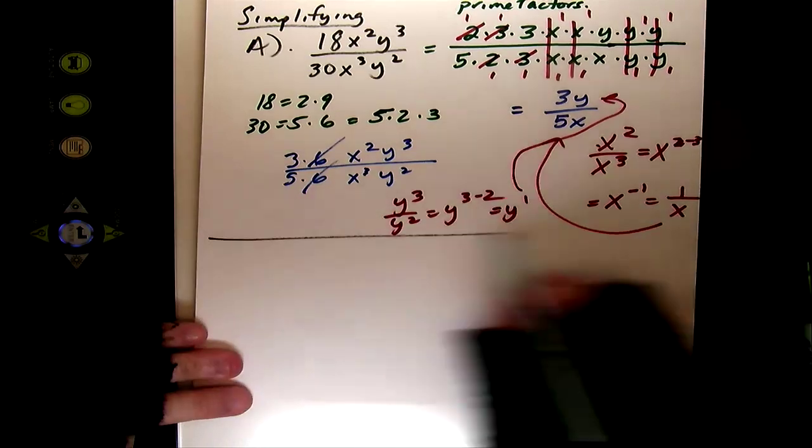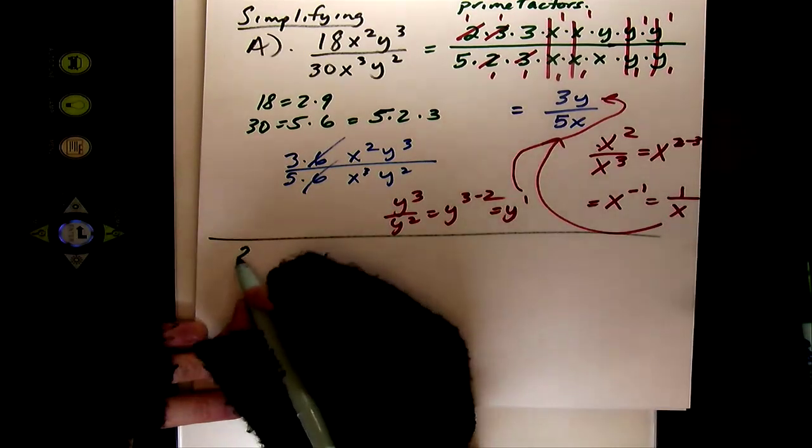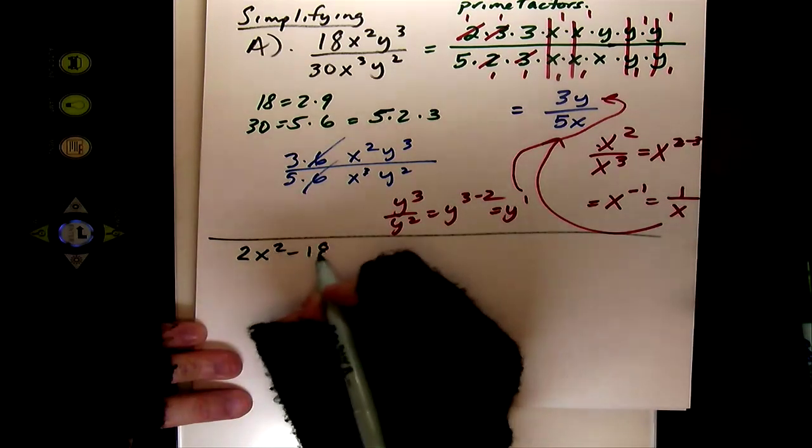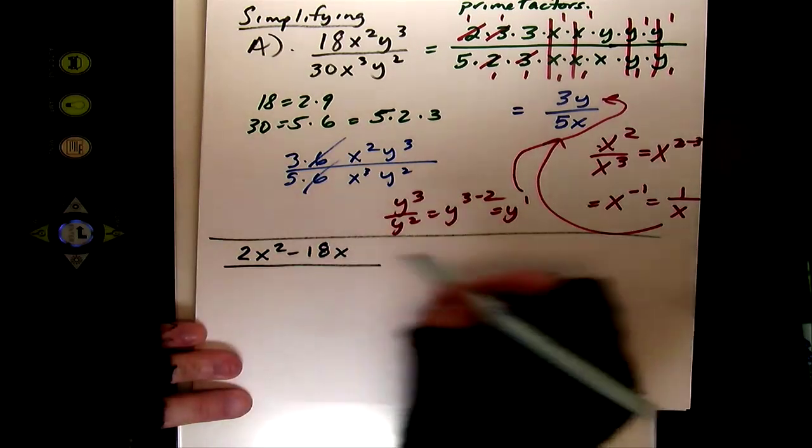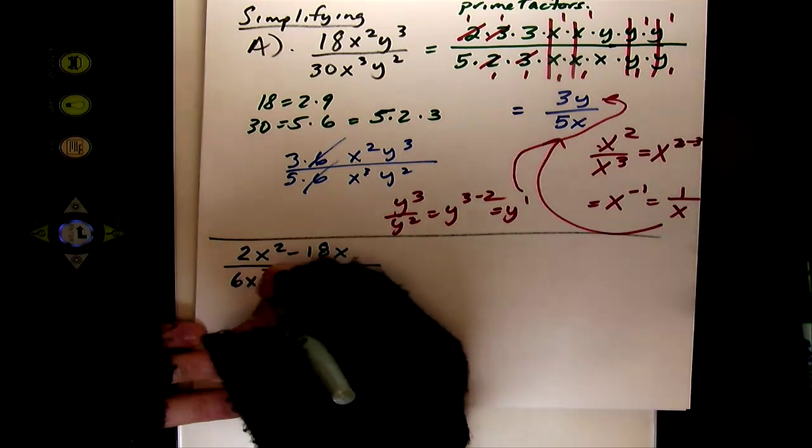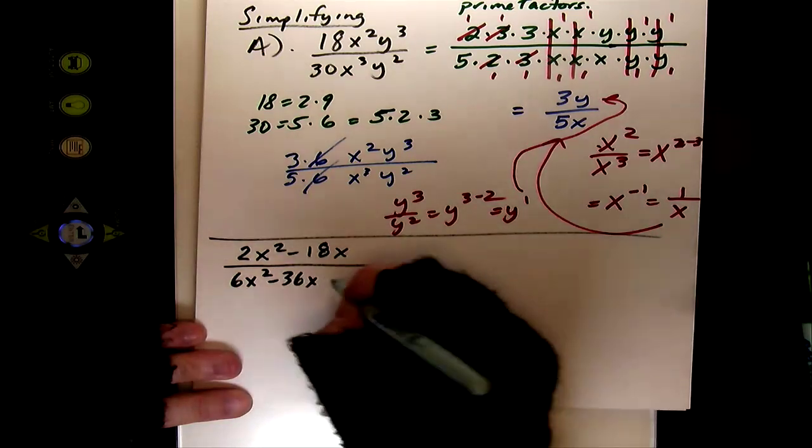We kick it up a notch. We have 2x squared minus 18x. Oh, now we've got pluses and minuses. 6x squared minus 36x plus 54.